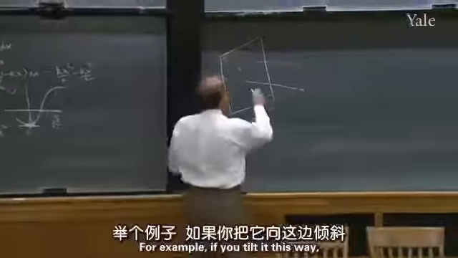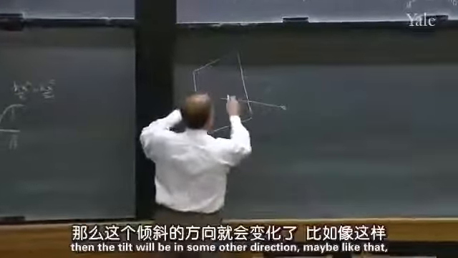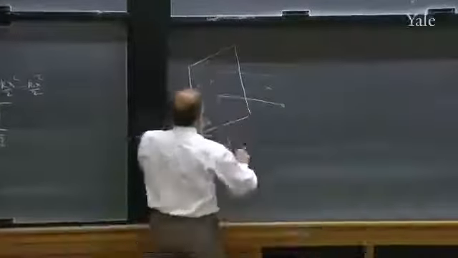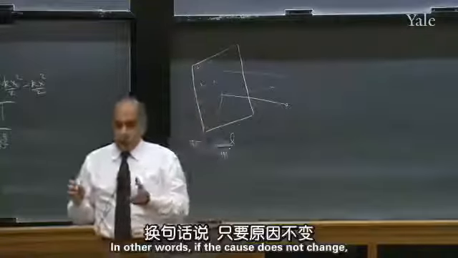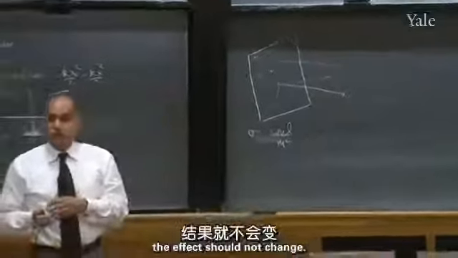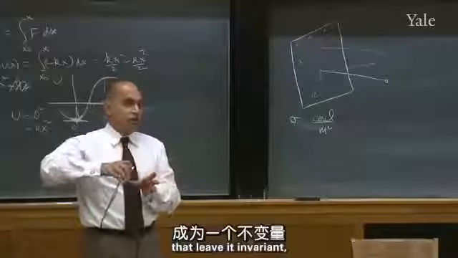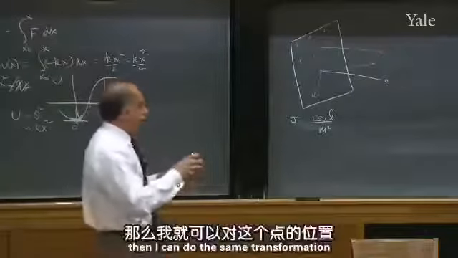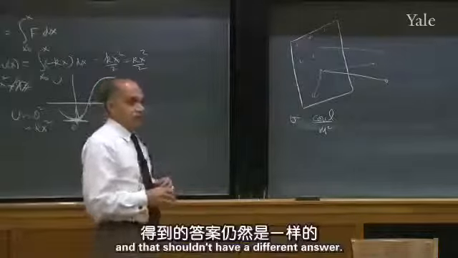For example, if you tilt it this way, I can take the infinite plane and rotate it. Then the tilt will be in some other direction, maybe like that. But the rotated infinite plane looks the same. In other words, if the cause does not change, the effect should not change. So if I can do certain things to the infinite plane that leave it invariant, then I can do the same transformation to the location of the point, and that shouldn't have a different answer.